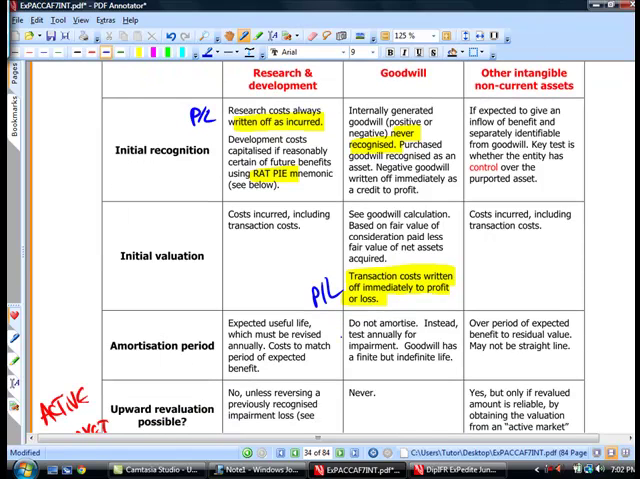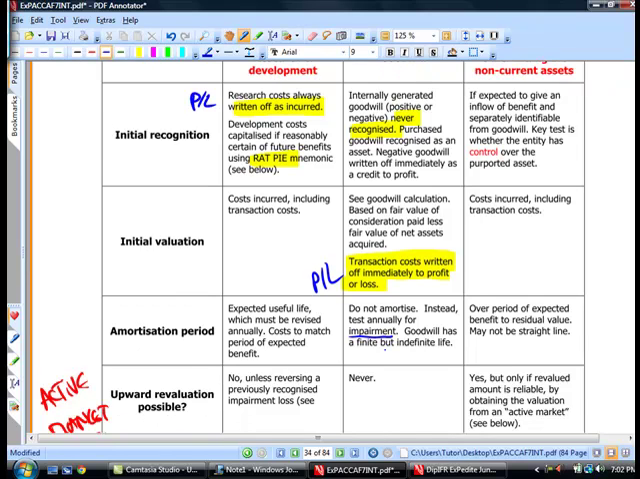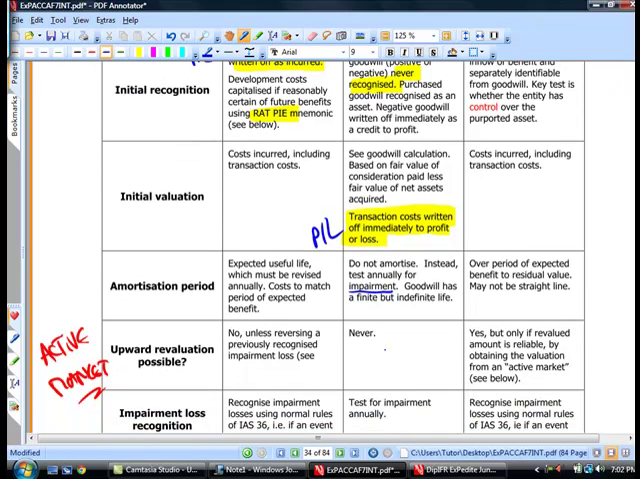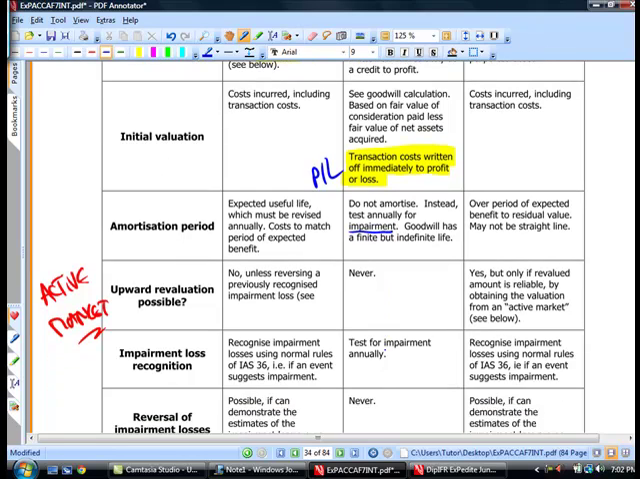Goodwill will never be amortized. It will be tested annually for impairments because goodwill is thought to be an intangible asset with an indefinite useful life. It will never be revalued upwards because the revaluation upwards is just showing internally generated goodwill, and we agree that this will never be shown in the statement of financial position.